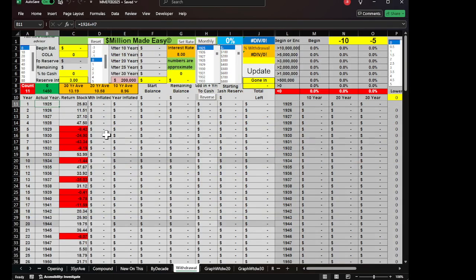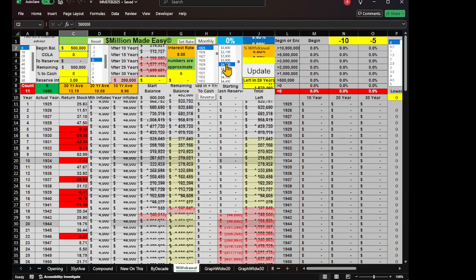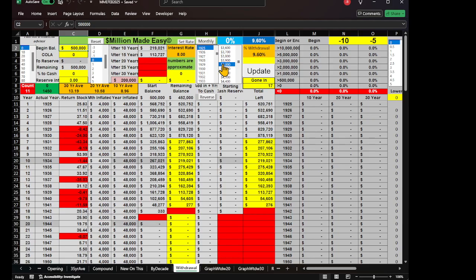So I got this request from somebody. Said they have 500,000 saved up. So we're going to do 500,000. It said their expenses are 4,000 a month. So we just picked the 4,000 a month. Said they get 2,200 from Social Security a month. So we're going to start that from right now.